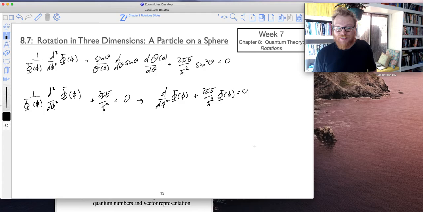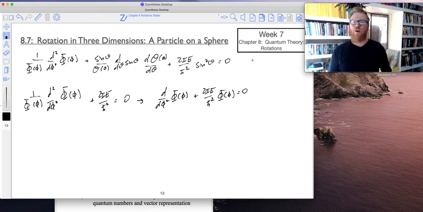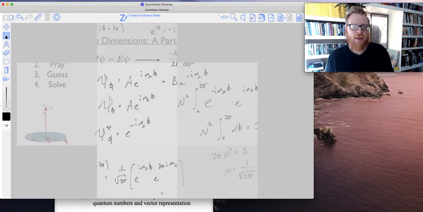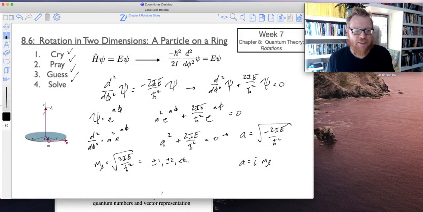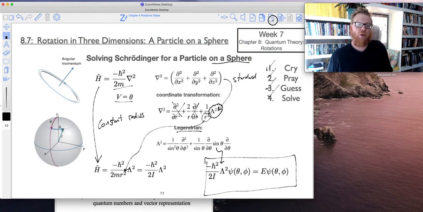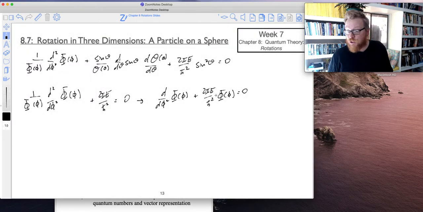We've already solved this. We have already solved this function. I'll show you. It's back in the particle on the ring model. Look, there it is. I think I just passed it. Yes, look at this, right? Second derivative of some function psi plus 2ie over h bar squared times psi equals 0. Okay, we've already done that. Brilliant. So we have a solution for this already.